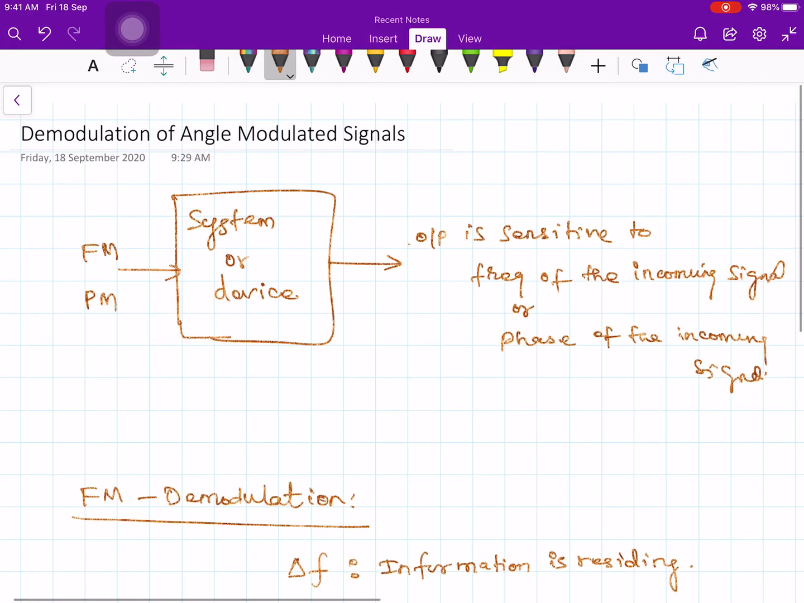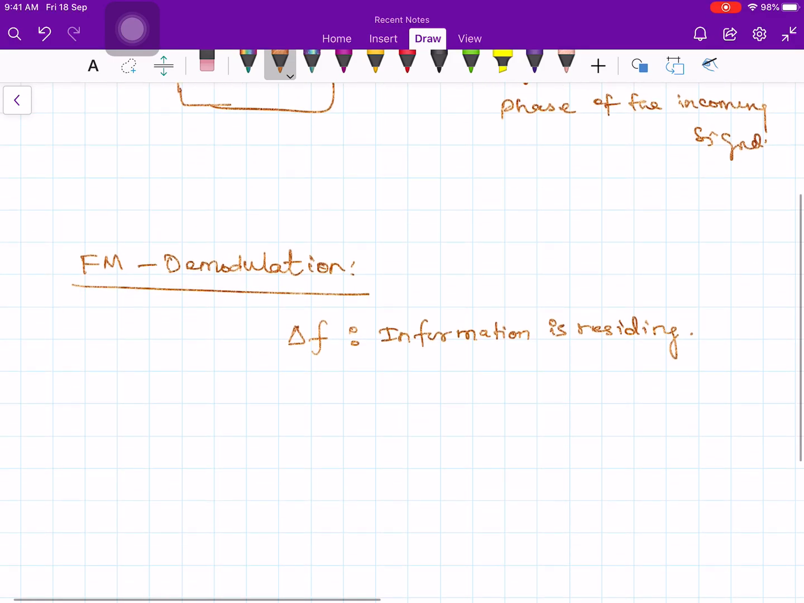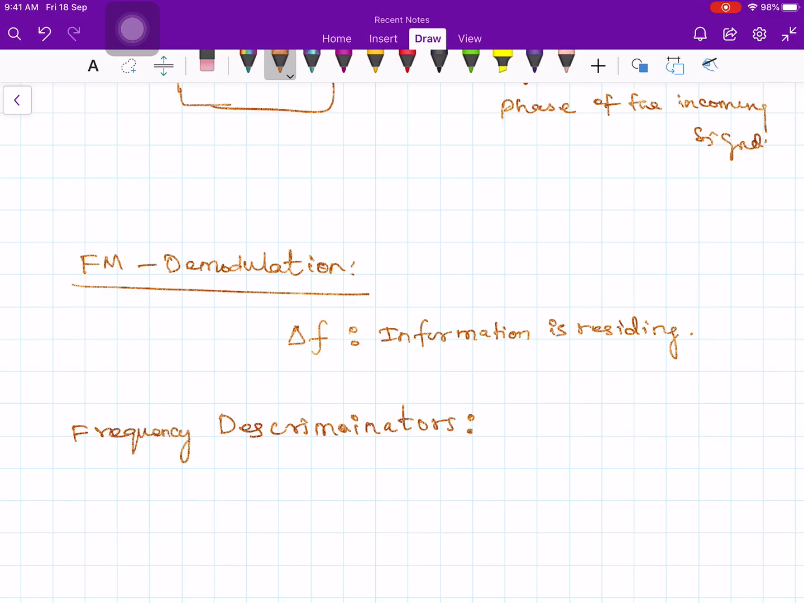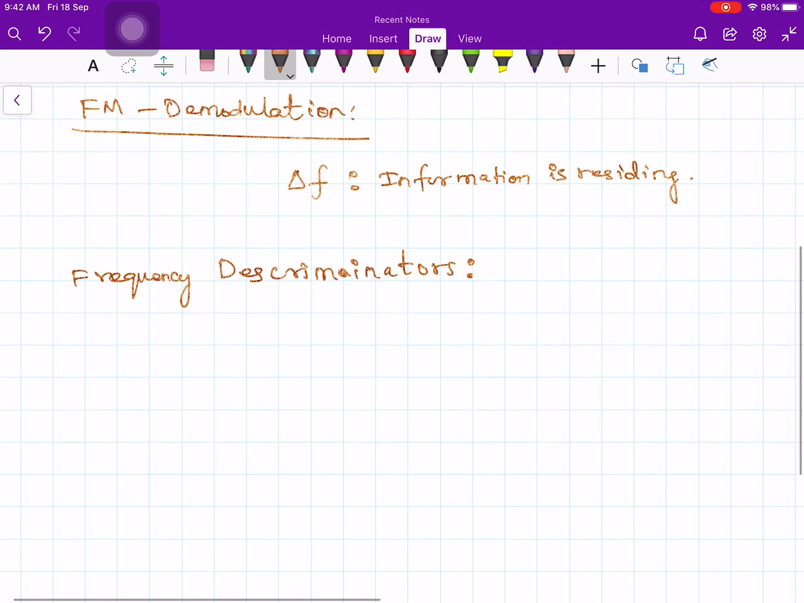So devices or circuits which can do this job are called discriminators. So generally in FM demodulation we call them discriminators. Sometimes we call them demodulators and sometimes discriminators. More precisely, they are called frequency discriminators, because they are able to discriminate the frequency of the incoming signal. Now let us see this mathematically.